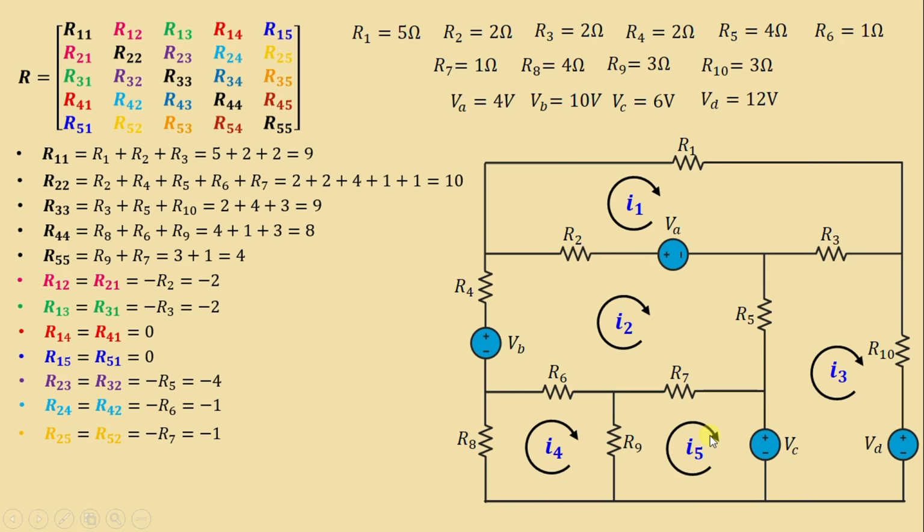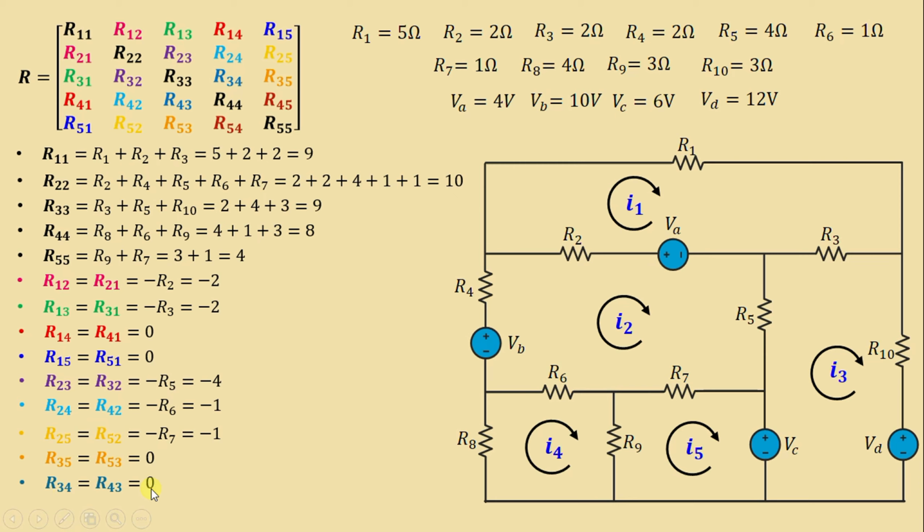We go to R25 and R52. This is mesh 2 and this is mesh 5. The common resistance is R7. Then we have negative R7. We get negative 1. We go to R35 and R53. This is mesh 3 and this is mesh 5. There is no common resistance. Then we have 0. We go to R34 and R43. This is mesh 3 and this is mesh 4. There is no common resistance, so R34 and R43 are equal to 0.